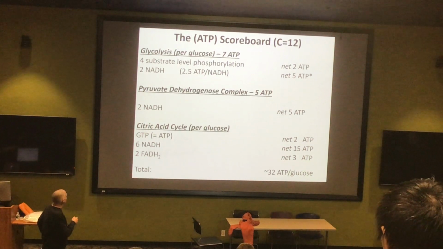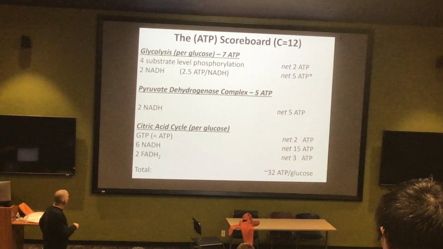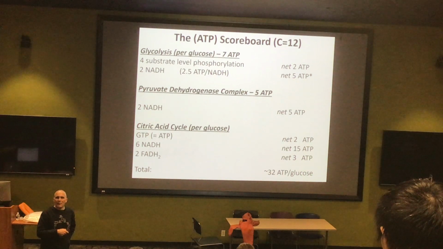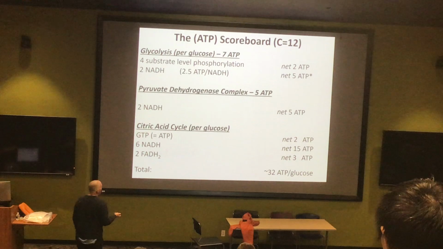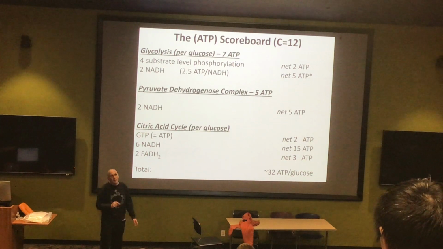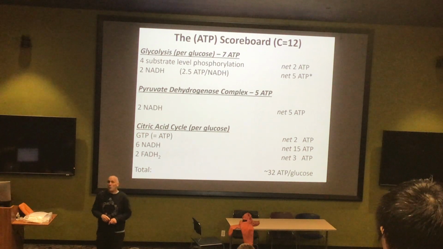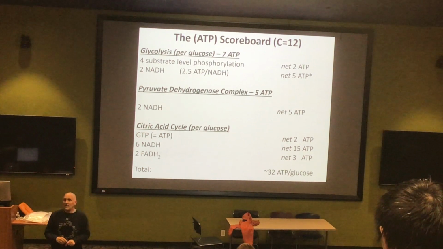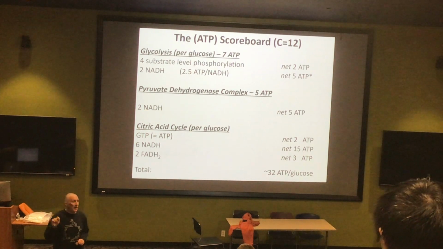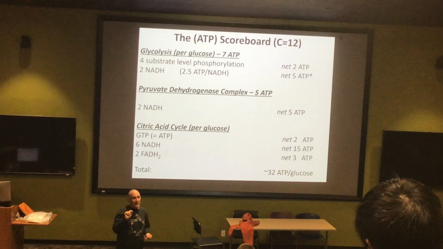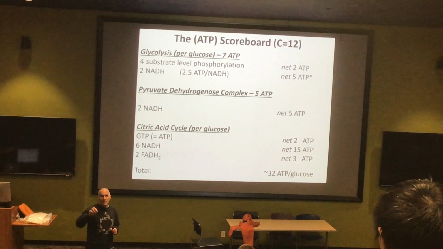So let me count my protons here: 20, 40, 60, 70, 80, 90, 100, 112 protons? Is that right? Yes? Okay, so we netted ourselves 112 protons total, again, using the most efficient shuttle. C is equal to 12. So that means that we need 12 protons to synthesize 3 ATP, right? So if we take 112 protons, 3 ATP per 12 protons, that's what C equal to 12 means.